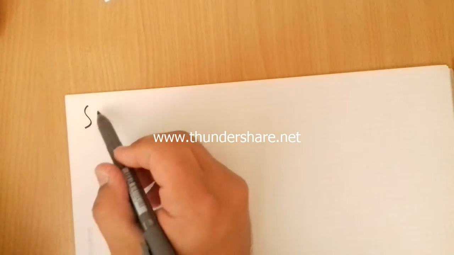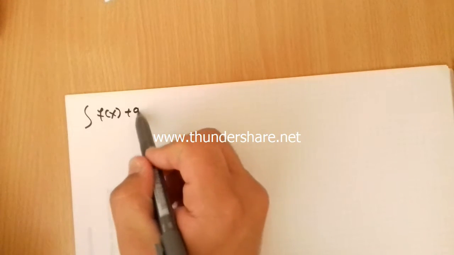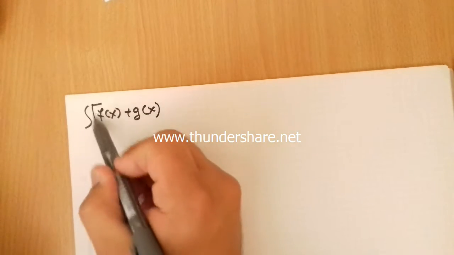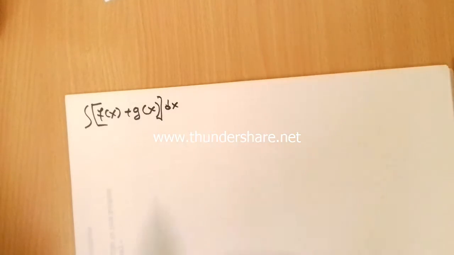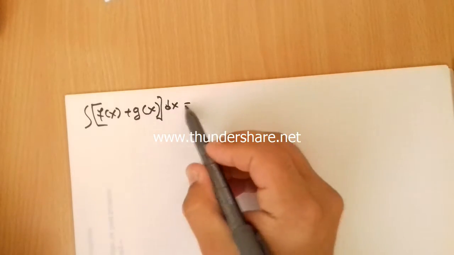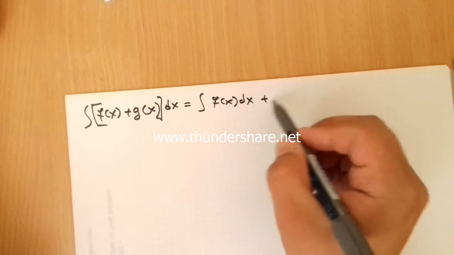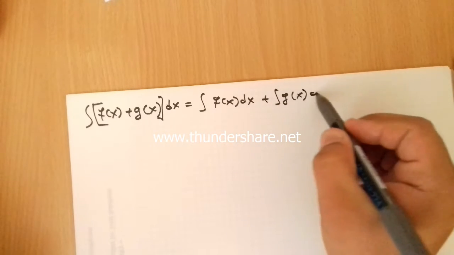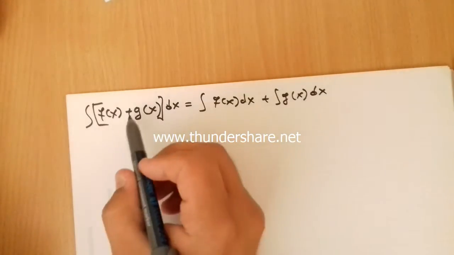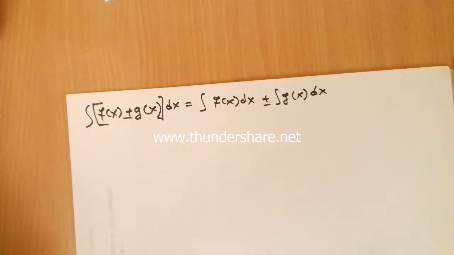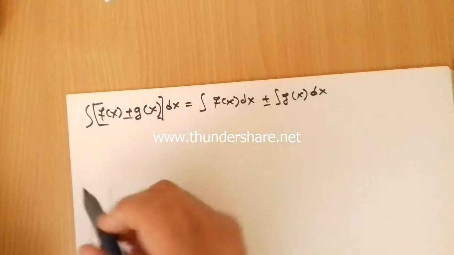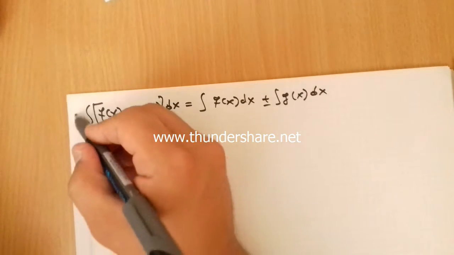Some properties of integrals are, for example, if we have the integral of f of x plus g of x dx, then it would be equal to the integral of f of x dx plus the integral of g of x dx. We can add or subtract. This is the first one.